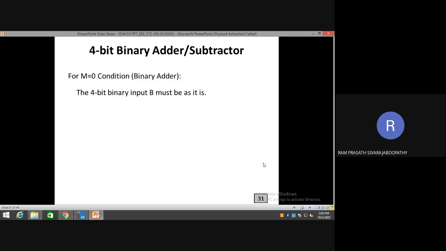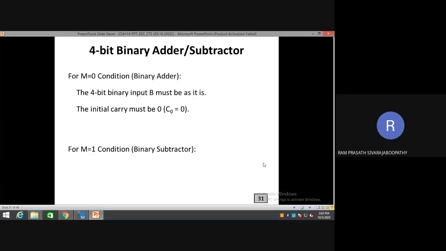Is it clear? In a normal adder circuit, what did we do? We give B as it is. Correct? What did we do with the initial carry? We set C0 equal to 0. Now you tell me, for the M equal to 1 condition, if we say binary subtractor, what must we do? What changes must we make? What must change from the previous two points?